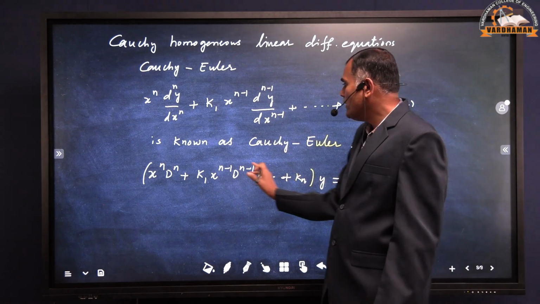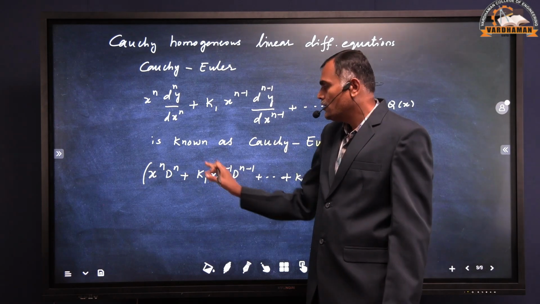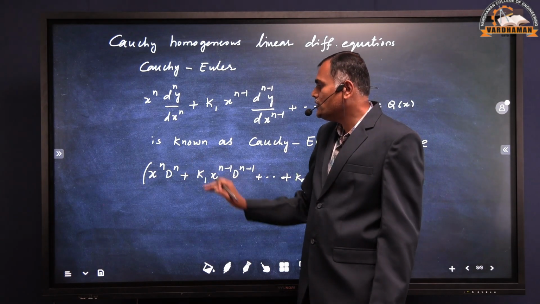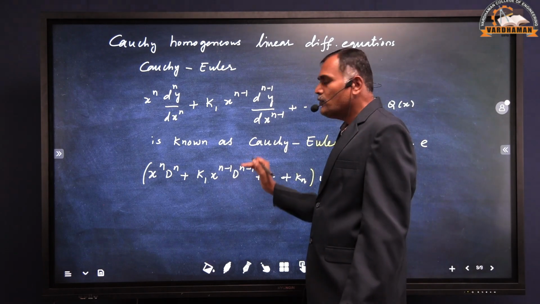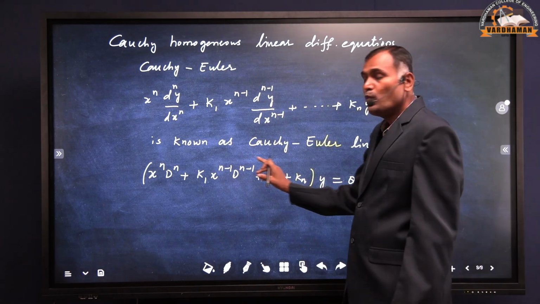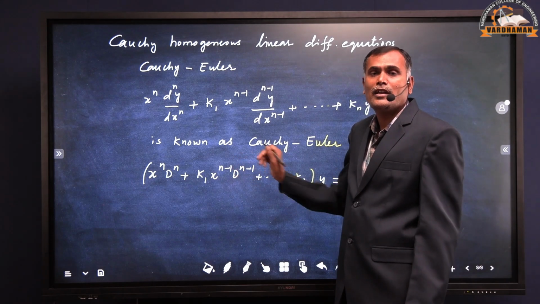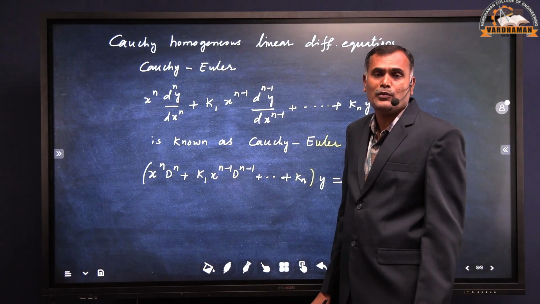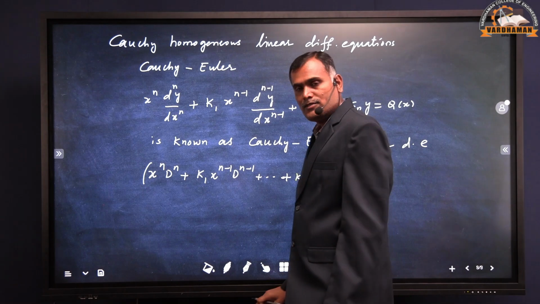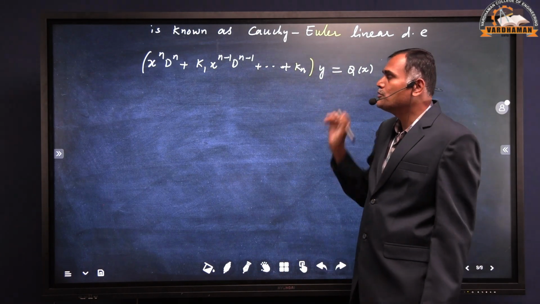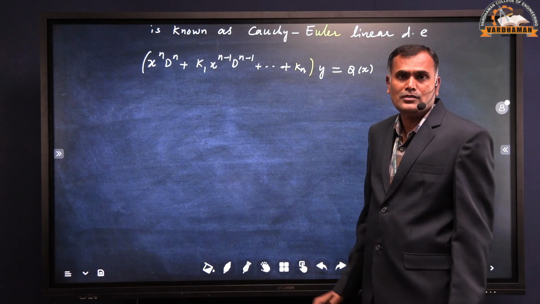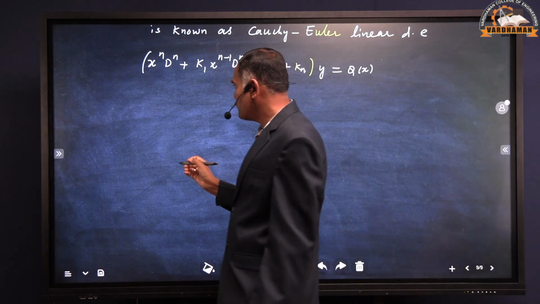Now clearly it is a linear DE with variable coefficients. To solve this one, we reduce this to a linear DE with constant coefficients. Then only we can solve it, because we can solve this differential equation by reducing it to a linear DE with constant coefficients. Let us discuss how to solve this one. This differential equation can be reduced to a linear DE with constant coefficients using the following substitutions.